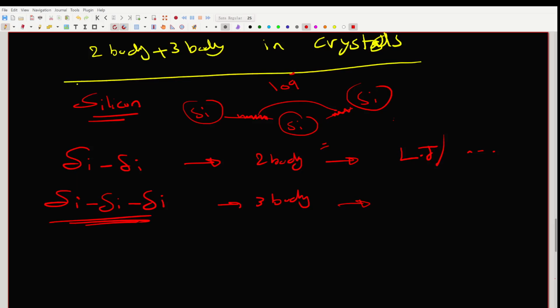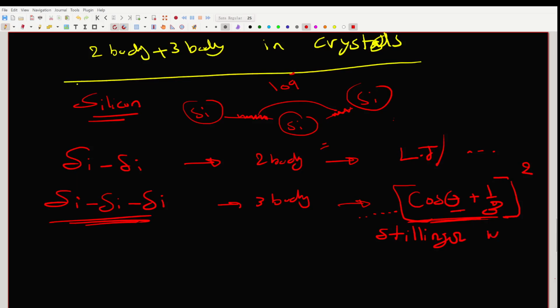One of the famous potentials that exist in literature is called Stillinger-Weber. What you have is actually something like cosine theta plus 1 over 3, all squared. So there is some term that represents the angle theta, and depending on the value of theta, you get your energy. Of course, there are other terms here which I am not writing, and I refer the interested reader to the classic Stillinger-Weber potential, which I think was developed in 1985. But the key idea is that you have to have something to represent the angle.